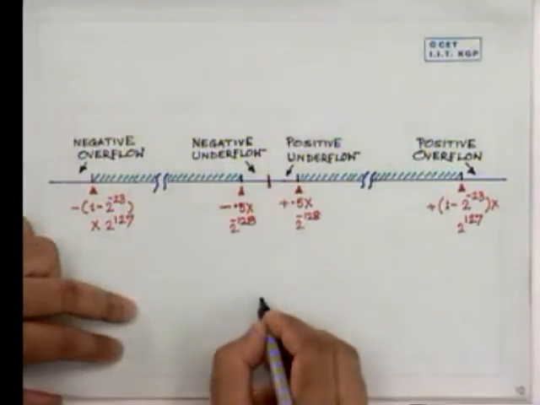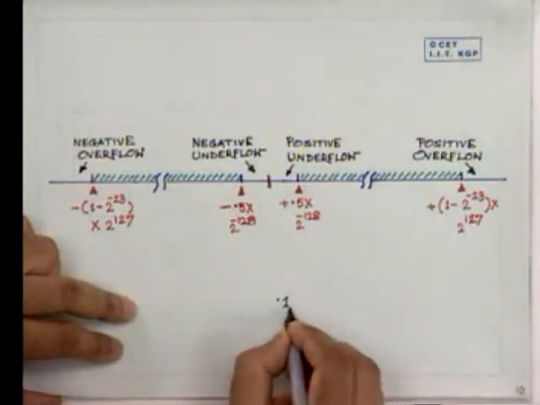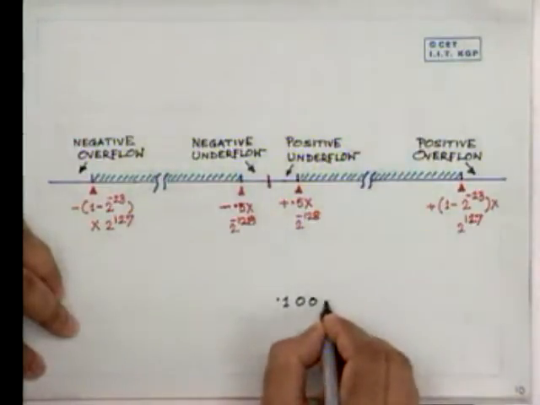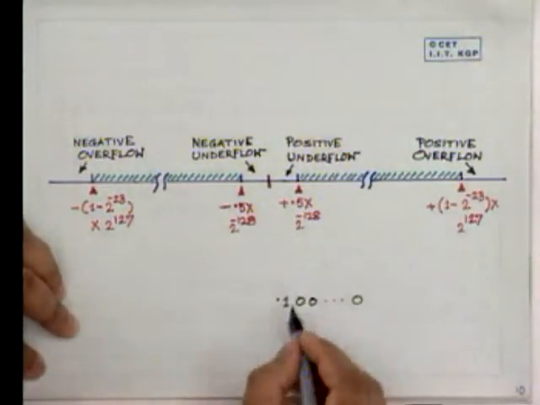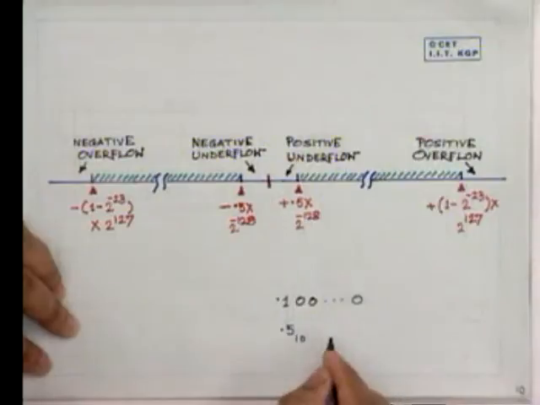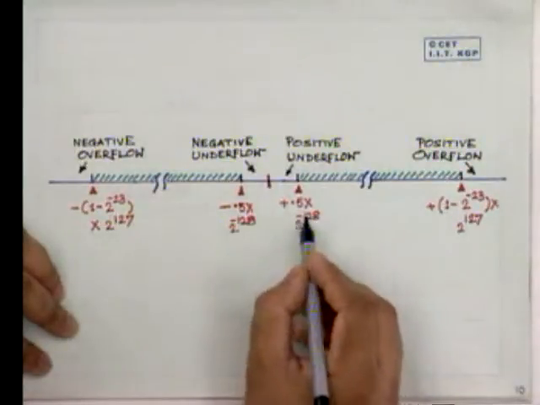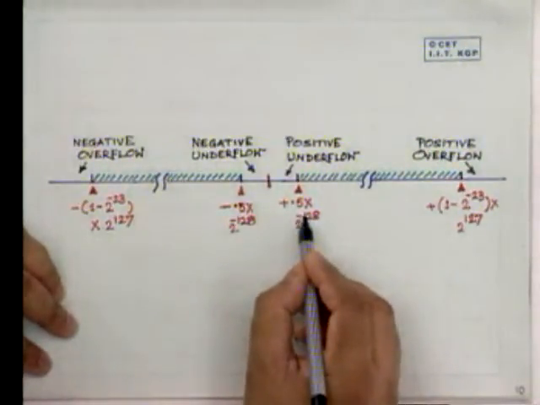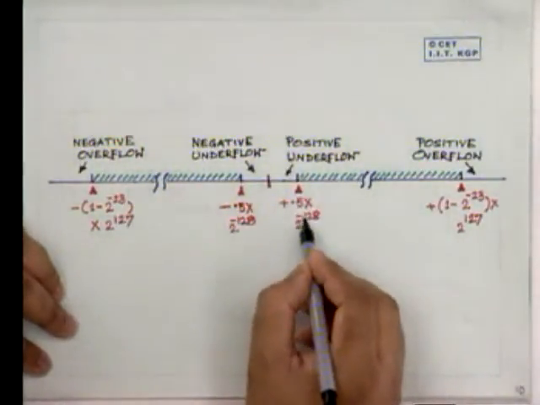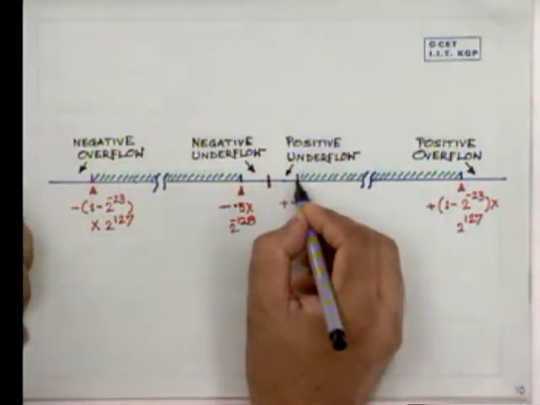How does it come? Let us see. In the first number, the mantissa will be 0.1, since this has to be a non-zero bit. After that, all the bits will be zeros, which gives a decimal value of 0.5. The exponent is the minimum, that means the 8-bit minimum exponent value is minus 128. Therefore, this value is 0.5 into 2 to the power minus 128. That is the minimum value that you can represent in the case of a floating point representation.